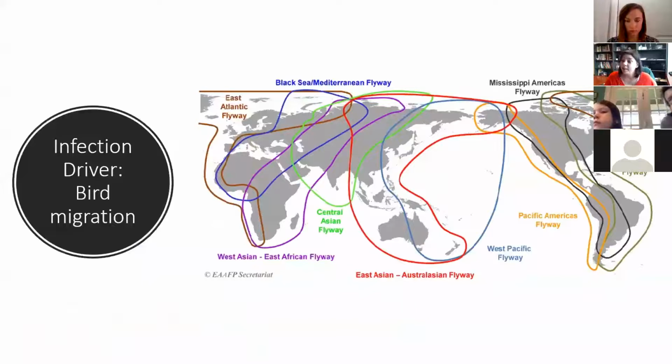Another big infection driver that people don't think about is birds. Birds are responsible for the majority, if not all, of our influenza pandemics. Migratory birds don't respect borders. They go wherever they want. They also bring insects with them. Ticks, mites, or lice get on birds and bite them, and then the bird flies away and can take those bugs to new regions.